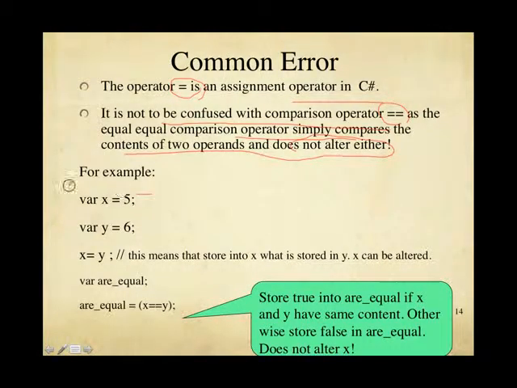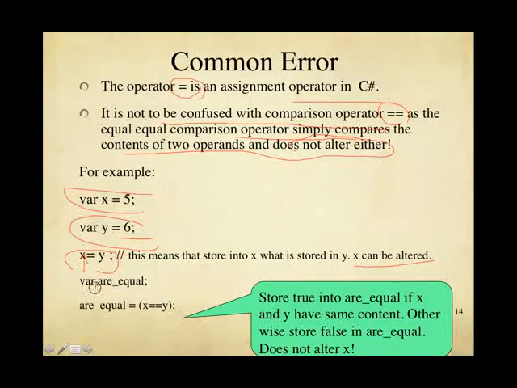Let's take an example. Let's say we say var x equal to 5, var y equal to 6. Then we say x equal to y. This means you store into x the value 6. Okay? And this means you store into x what is stored in y. X can be altered in this case. Okay? So in this, equal alters the left hand side.